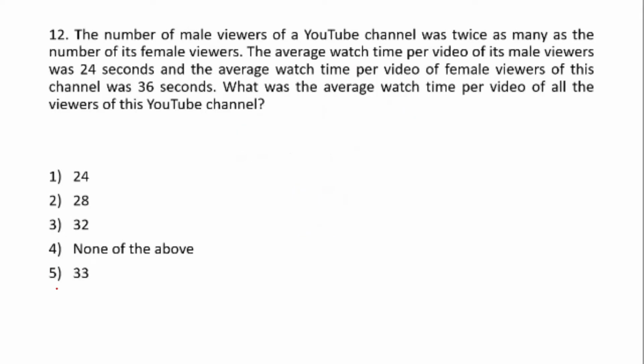The number of male viewers of a YouTube channel was twice as many as the number of its female viewers. The average watch time per video of its male viewers was 24 seconds, and the average watch time per video of female viewers of this channel was 36 seconds. What was the average watch time per video of all the viewers in this YouTube channel? Now we know that the number of male viewers was twice the number of female. So let's say the male is 2 units, while the female is just 1 unit.